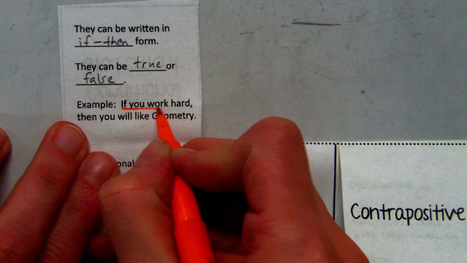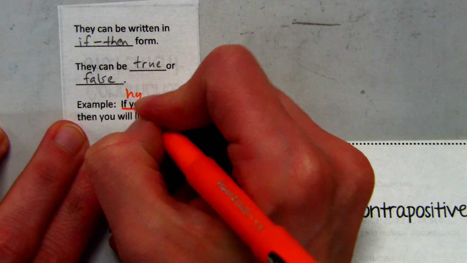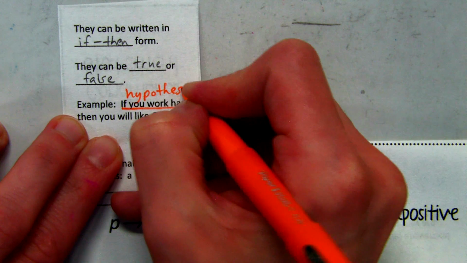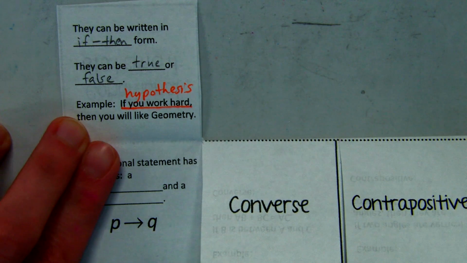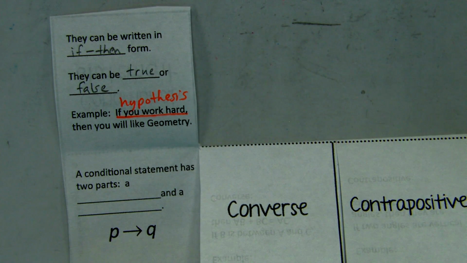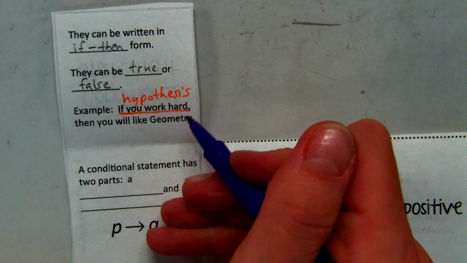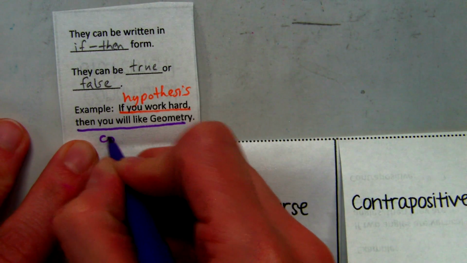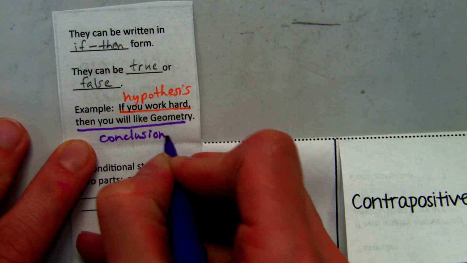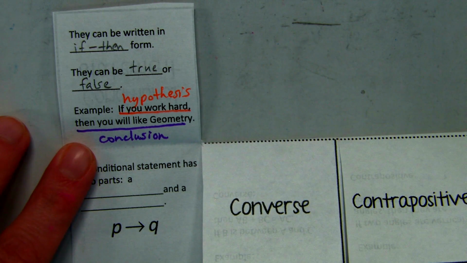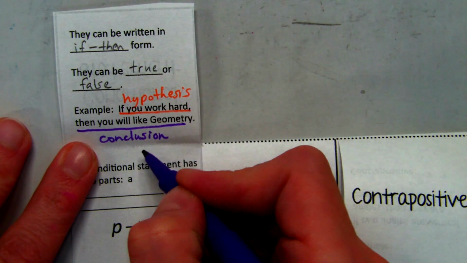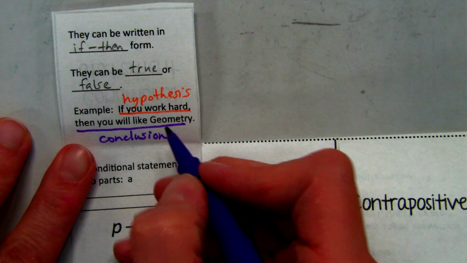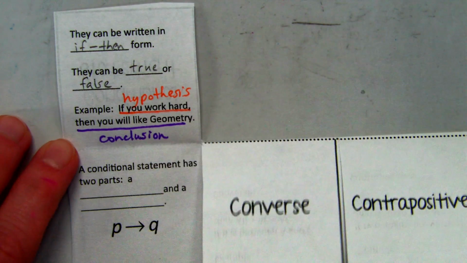The if part, if you work hard, is called the hypothesis, which I always thought was kind of weird because hypothesis in science is sort of like your educated guess. For logic and conditional statements, it's the if part. And the second part of the sentence, the then you will like geometry, is called the conclusion. So it's sort of like the beginning and the end of your scientific method, your hypothesis and conclusion. There's just a sort of causation: if this happens, then this happens.